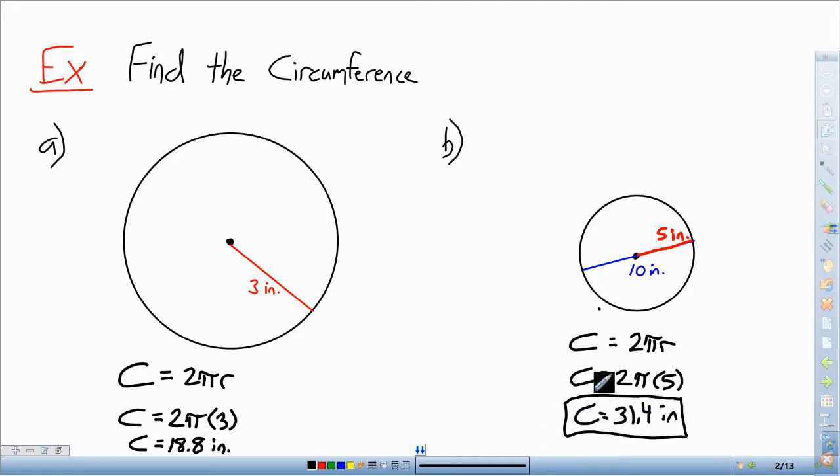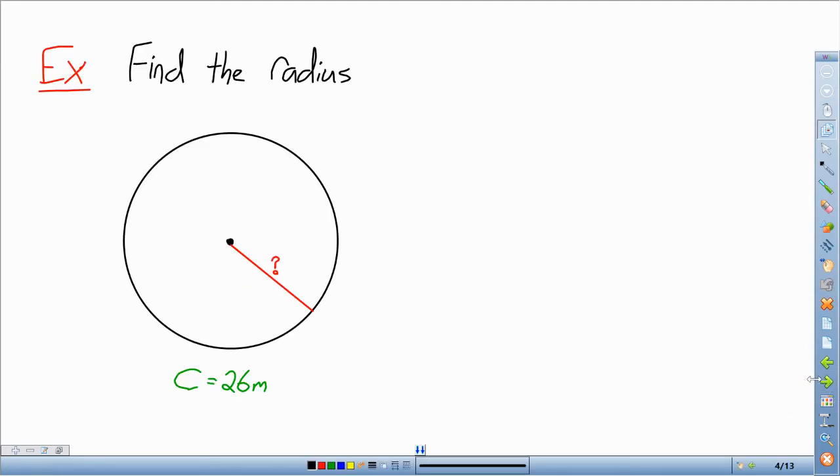Okay, so that's finding circumference. I'm gonna have you guys try out one of these on your own. Oh wait, no, we have one more to try out, and then I'll have you guys try one. So on this problem, a little different. They're asking us to find the radius, and they're giving us the circumference. Okay, copy this, and I'll show you what's going on.